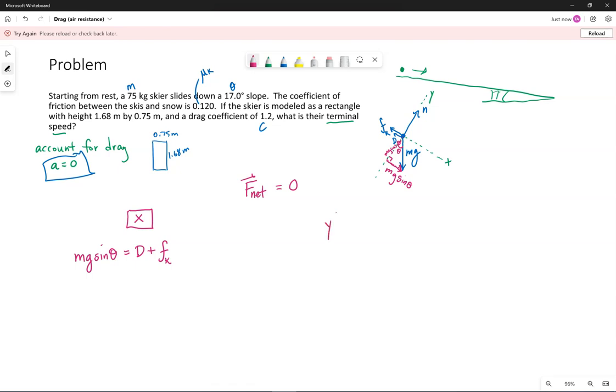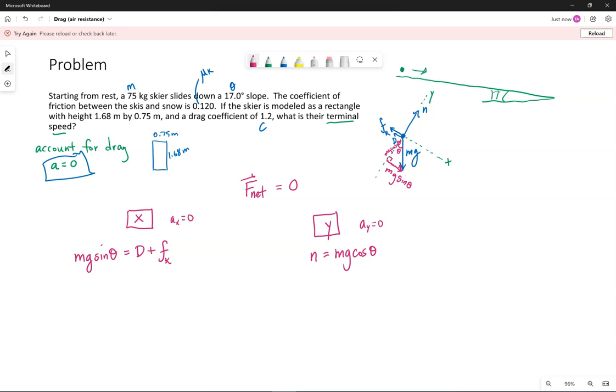In the y direction, the only forces we have are the normal force and then the component of gravity, mg cosine theta. Those have to balance each other out as well for the same reason. There's no acceleration in the y direction, no acceleration in the x direction.